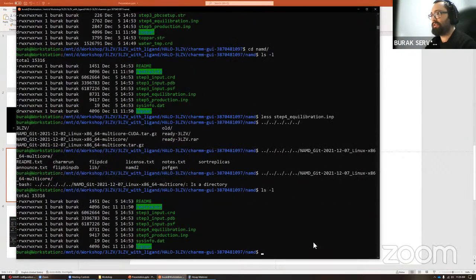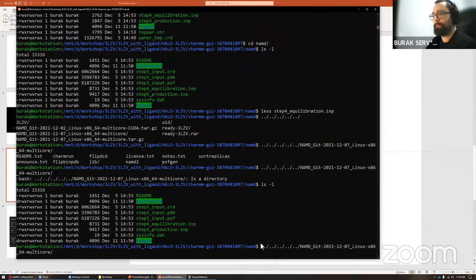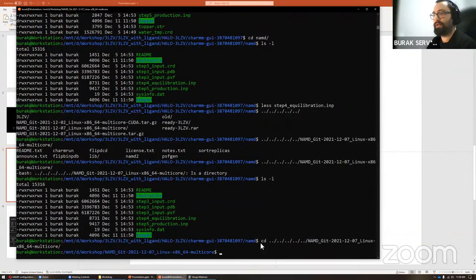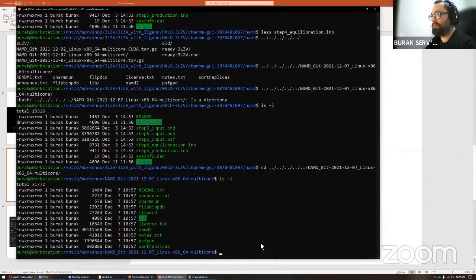Now when we check this folder, not this one, we're gonna use CD to enter this folder. Now you can see our NAMD is here. Now, I want to run this NAMD with dot and slash.